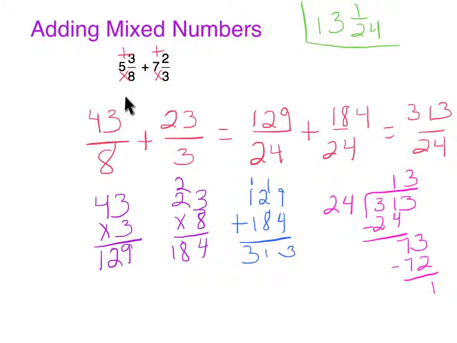So 5 and 3/8 plus 7 and 2/3 is equal to 13 and 1/24.